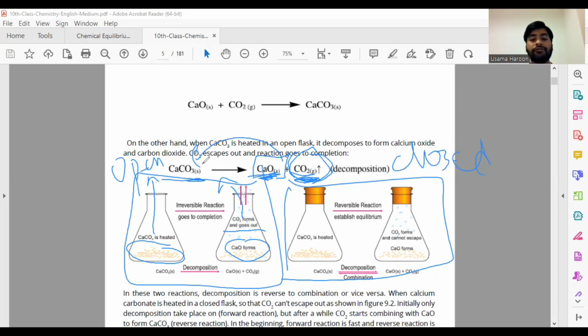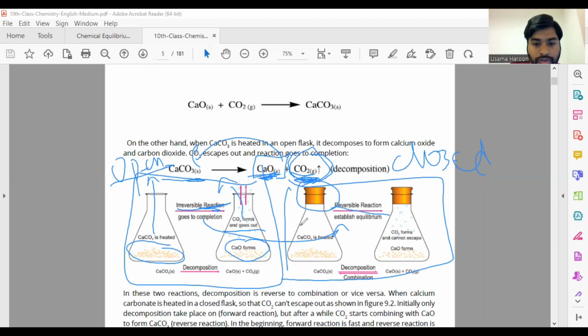But what if we proceed with this reaction in a closed system? So this reaction can be converted into a reversible reaction. As it is an irreversible reaction in an open system, we can convert this irreversible reaction into a reversible reaction simply by putting a cork, or simply we can say that we can close the system.